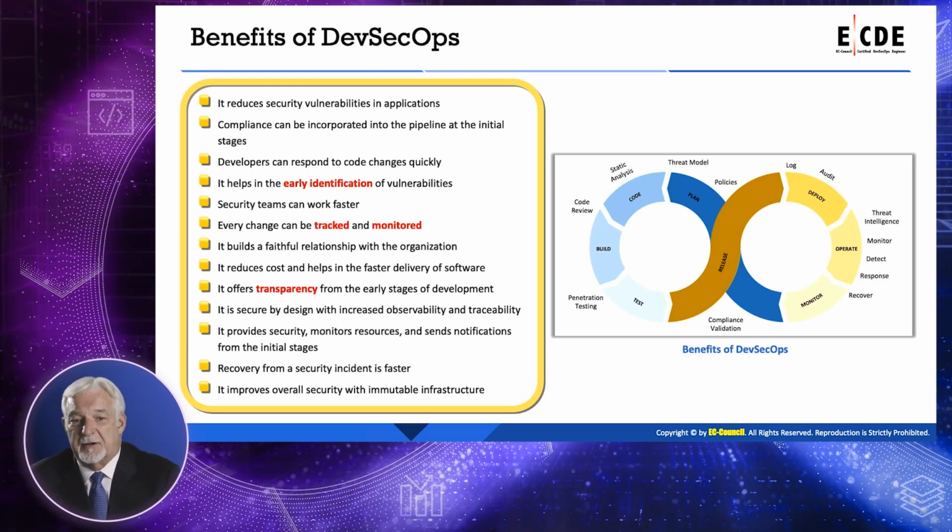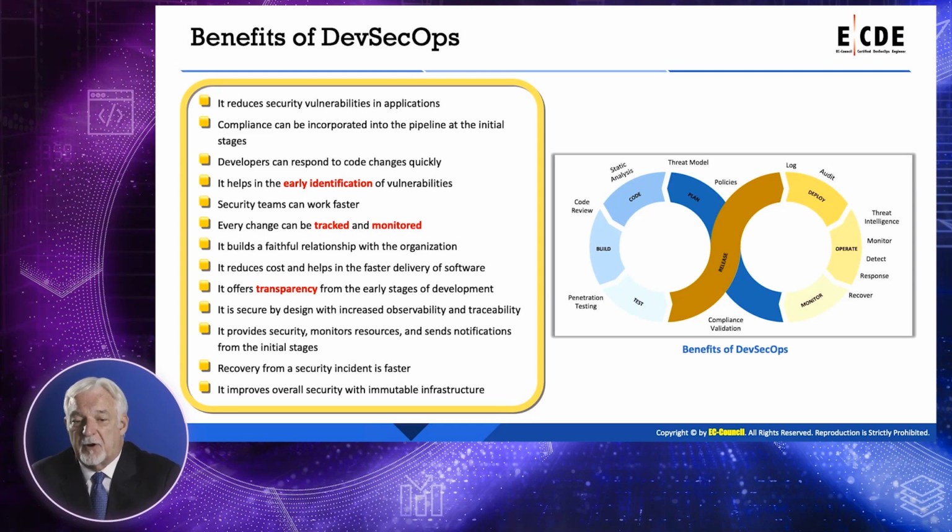SecDevOps offers transparency in the early stages of development. It is secure by design with increased observability and traceability. So at the very outset, everybody can see what's being done and who's doing what. It provides security, monitors resources, and sends notifications much earlier in the stages if properly implemented. Since you're doing this level of security implementation within the environment, knowing changes, seeing the code, et cetera, you can recover from security incidents much faster.